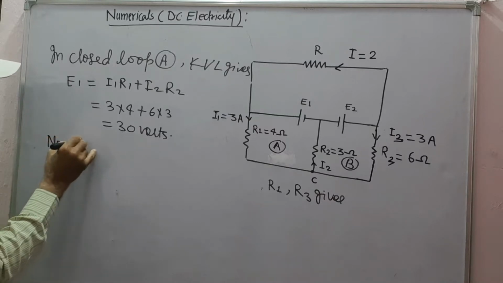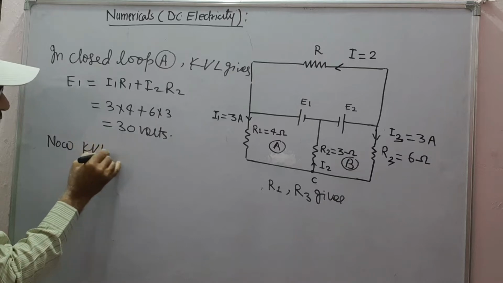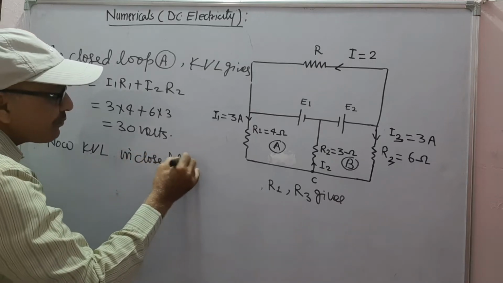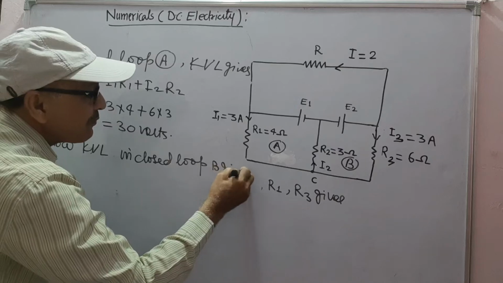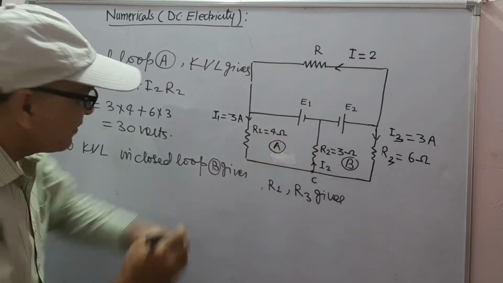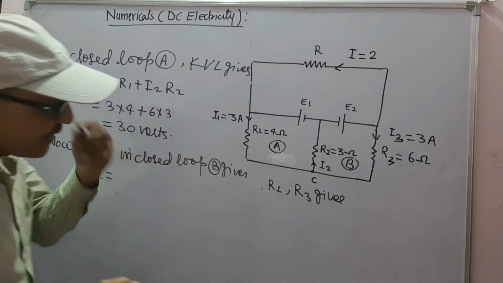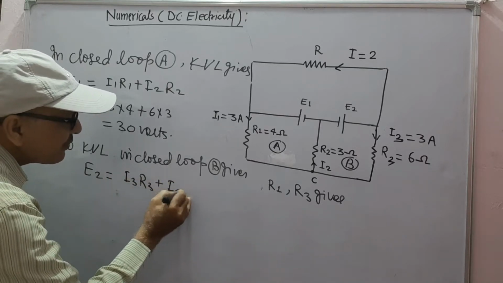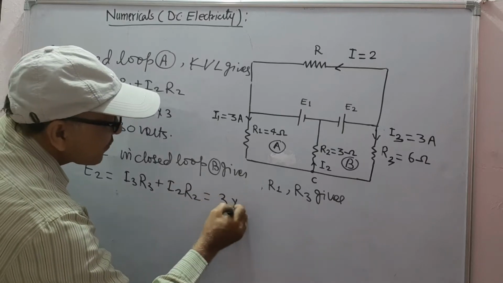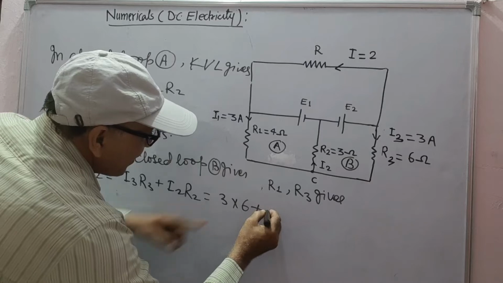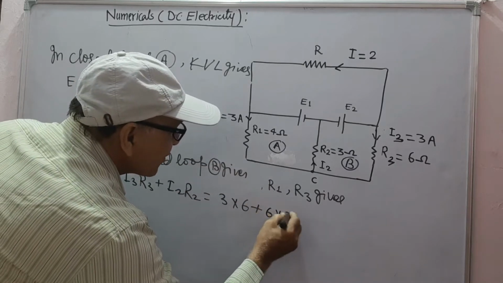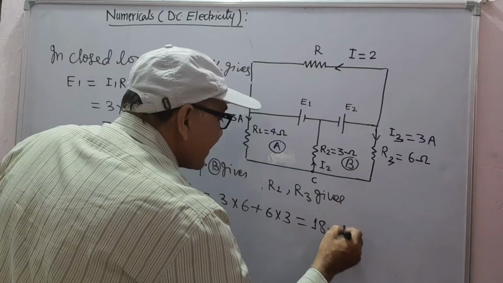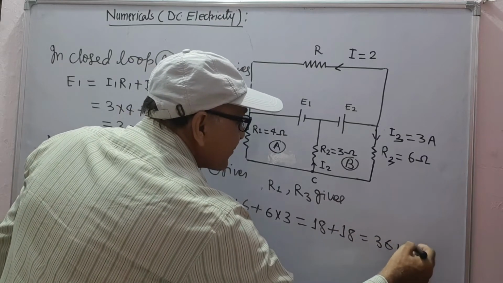Now, KVL in closed loop B gives sigma EMF, means E2 is equal to sigma IR, I3 R3 plus I2 R2, 3 into 6 plus I2, which has been calculated as 6, into 3. This is 18 plus 18, that is 36 volts.